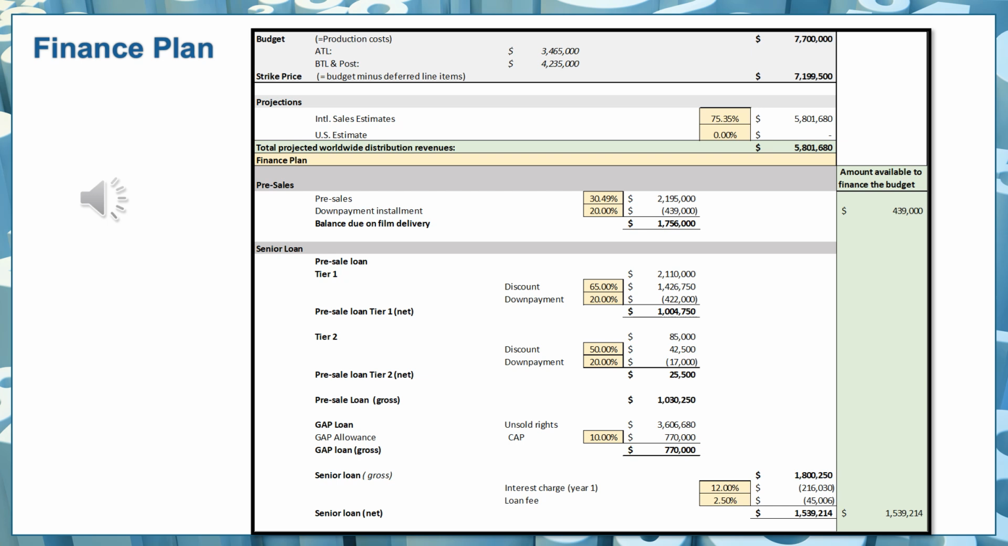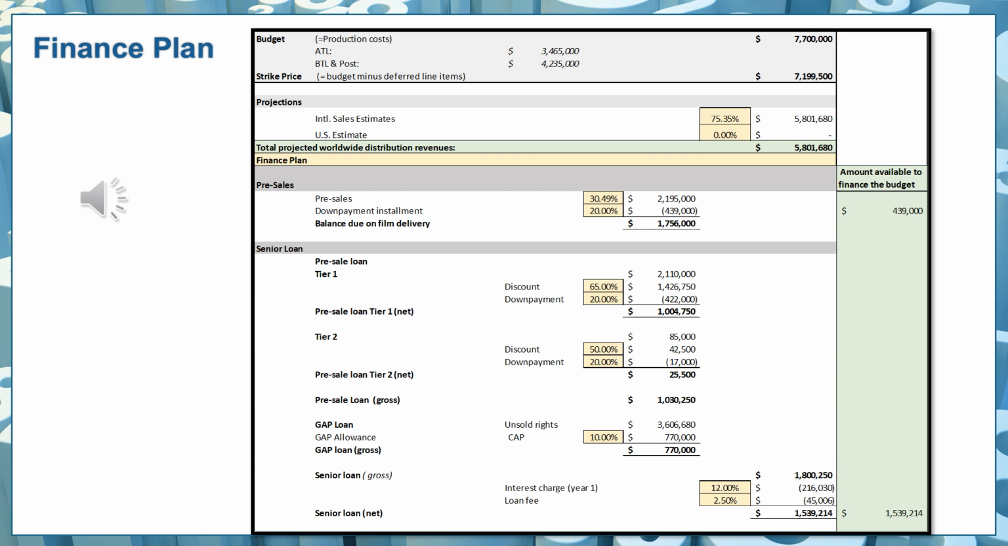The down payment that was paid by the distributors when they did the pre-sales with us was $439,000. That payment is held by the sales agent until all the funding is raised and is being released to us. The balance due to be paid by the distributors to us is $1,756,000 on delivery of the film, so when the film is finished.